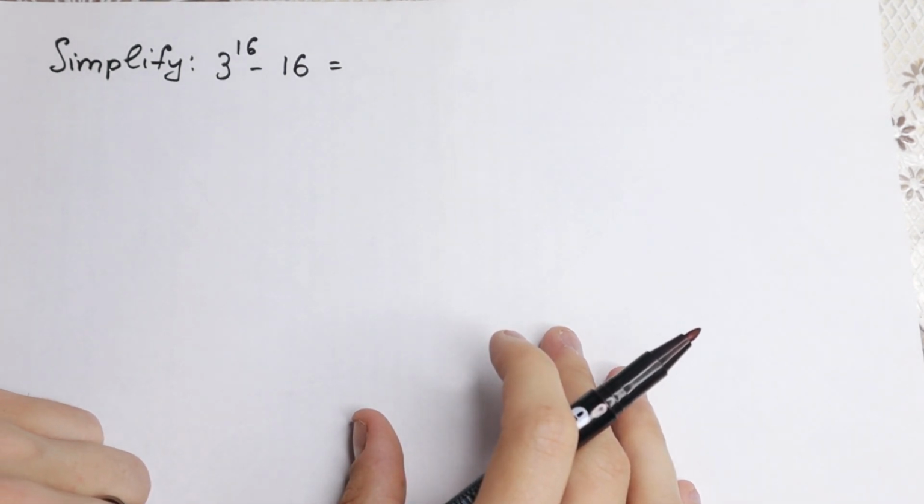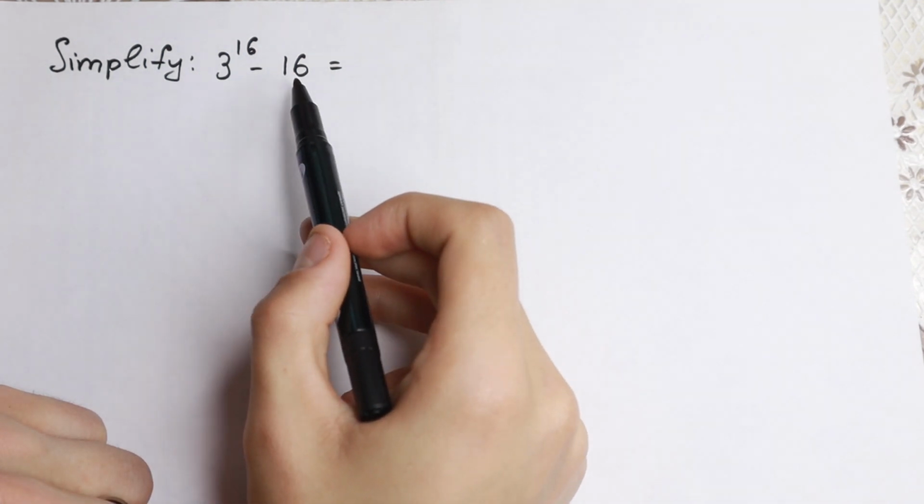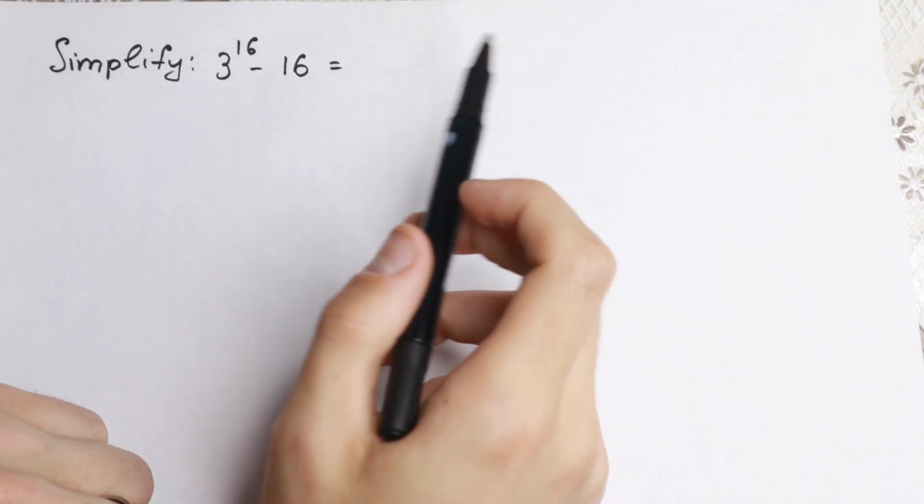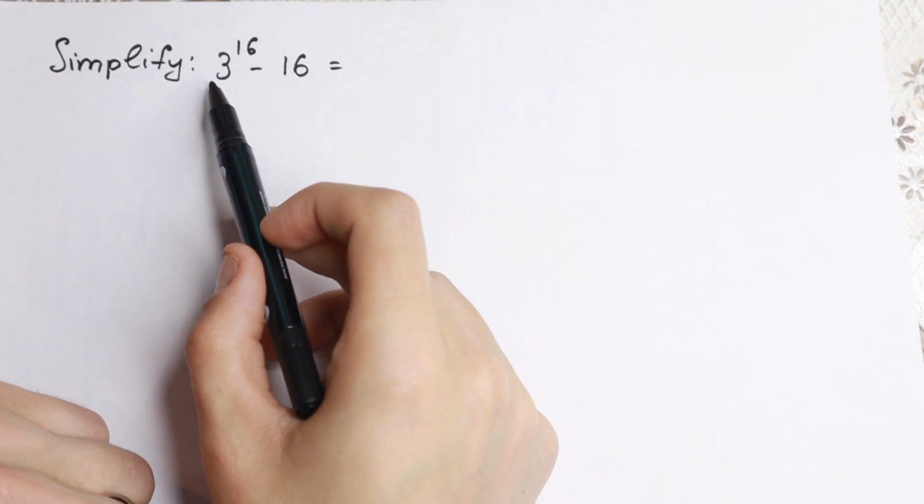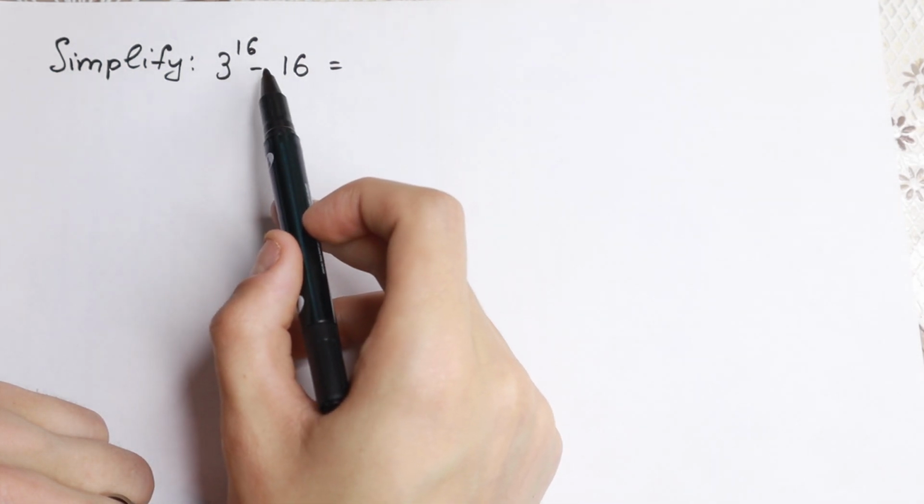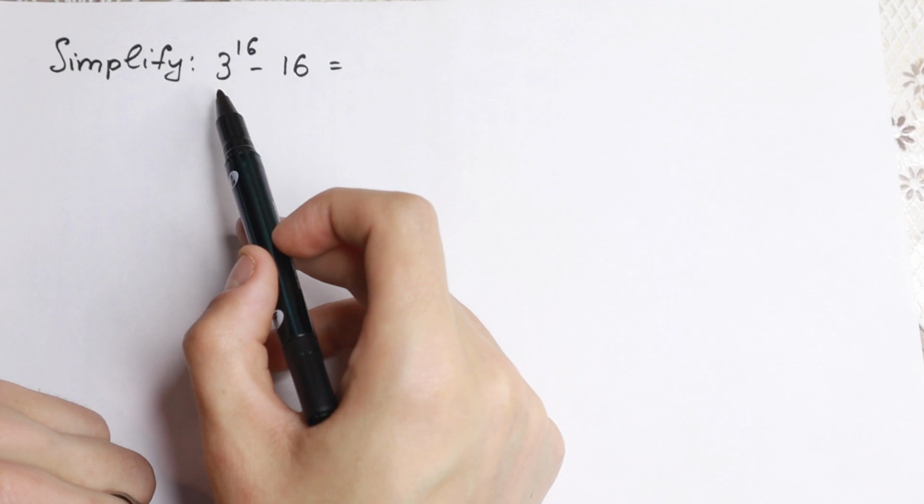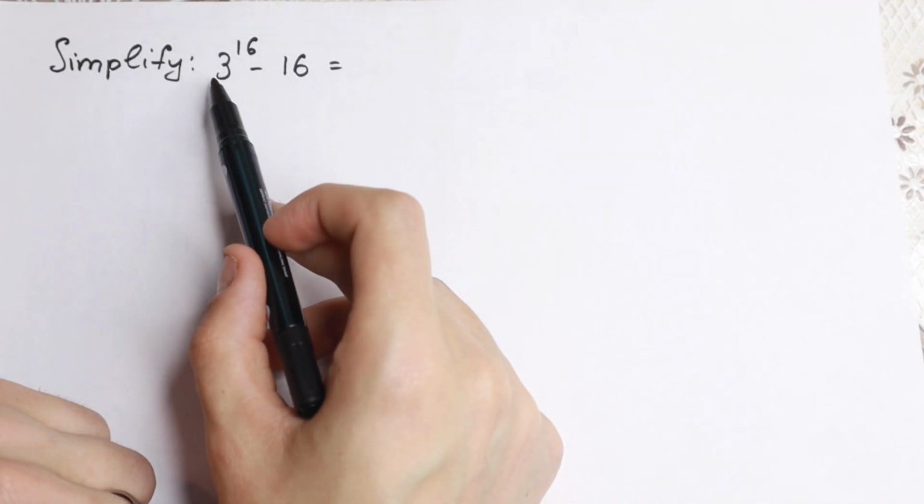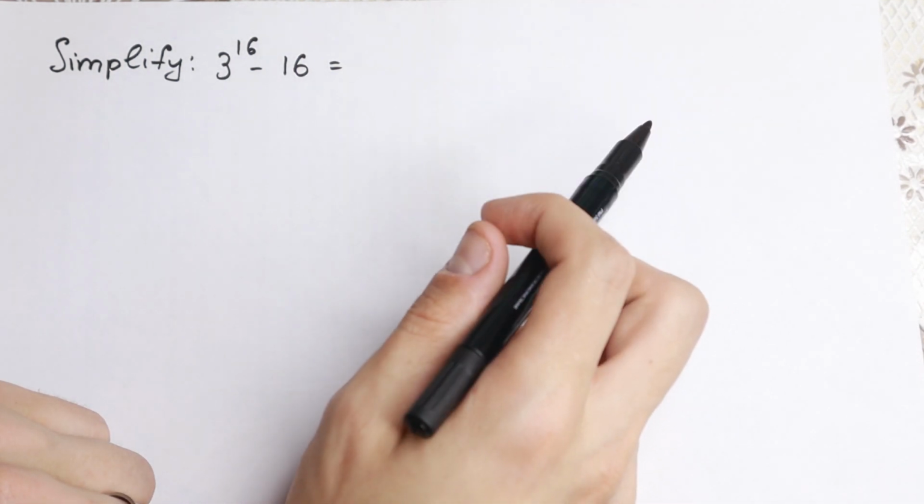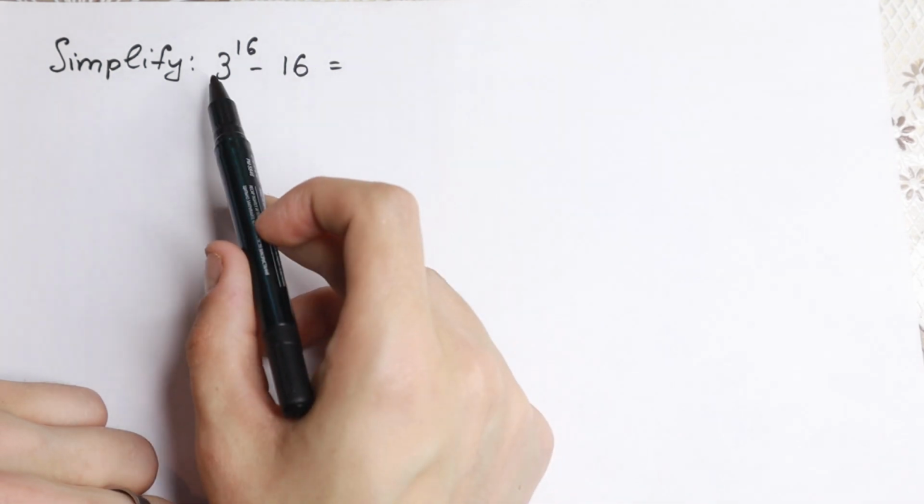Really interesting problem today. We have 3 to the 16th minus 16. Okay, how can we solve it? There are a lot of videos on the internet with 2. We have 2 to the 16 minus 4 minus 20. There are a lot of videos, but there's no video about 3. So I want to show you a really good trick how we can solve it with this 3.